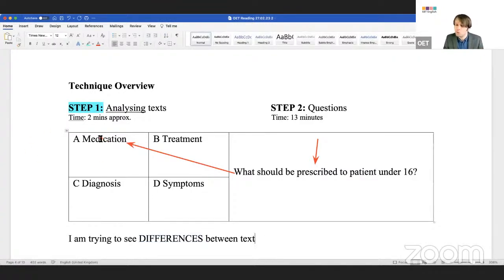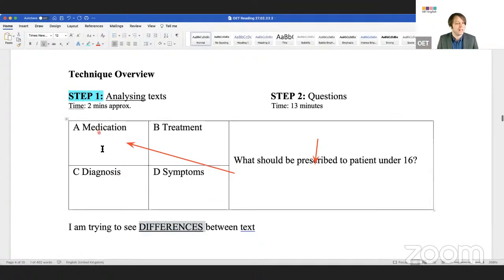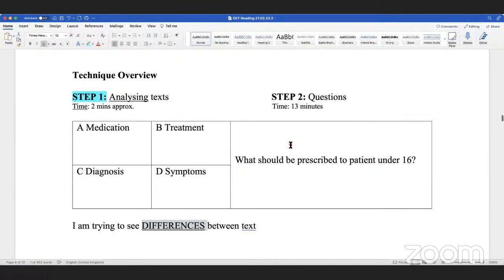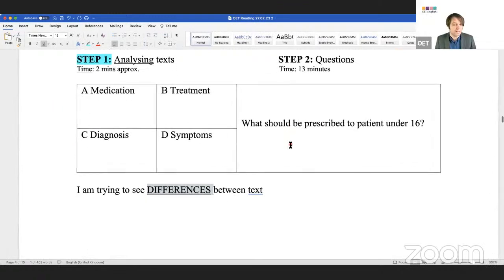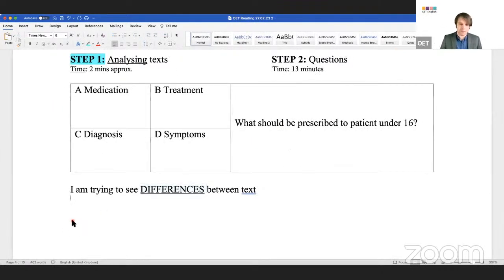The most important way to separate and see differences, guys, is with the main idea, for example, what is this medication diagnosis? So the most important way to differentiate is main idea. Is there any other way that I can differentiate texts?